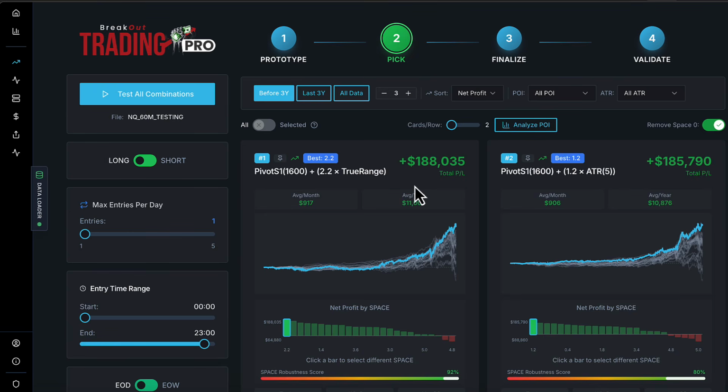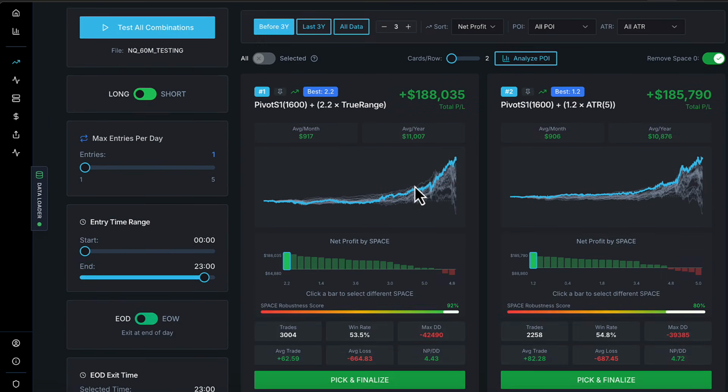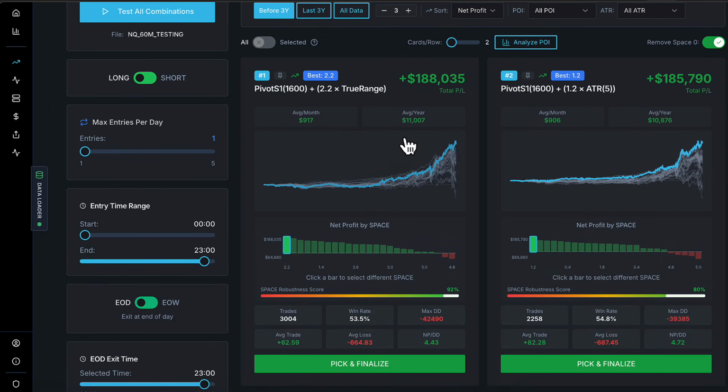And okay, here we are. So we have multiple different foundational breakout models here where we use the pivot point as a point of initiation, and then different versions of the space. So this is 2.2 multiplied by true range. Super simple model, super simple foundational breakout model. Looks quite all right. And these are in-sample data only.